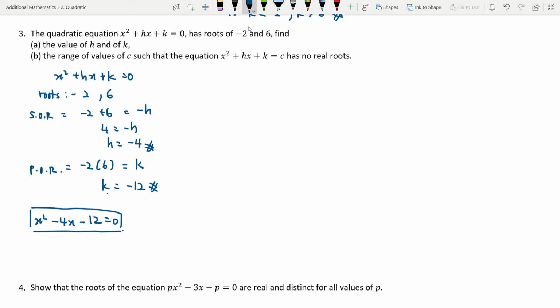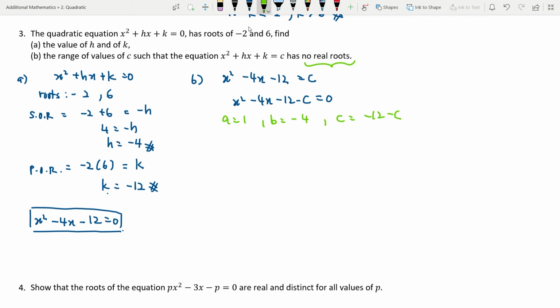B. Find the range of values of c such that the equation x squared minus 4x minus 12 equal to c has no real root. Rearrange it: x squared minus 4x minus 12 minus c equal to 0. Our a is 1, b is negative 4, c is negative 12 minus c.